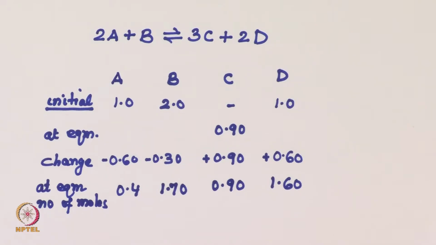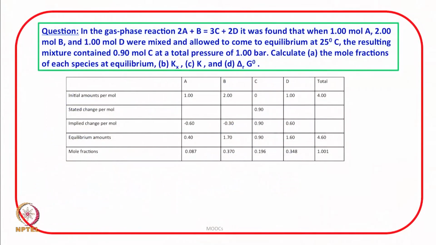Now, let us go back to the slide and look at the table. We have calculated the equilibrium amounts in terms of number of moles. A is 0.4, B is 1.7, C is 0.9 and D is 1.6. The total addition of all this is 4.6. And once I know the equilibrium amount and total number of moles, I can calculate mole fraction, because mole fraction will be the number of moles divided by the total number of moles.